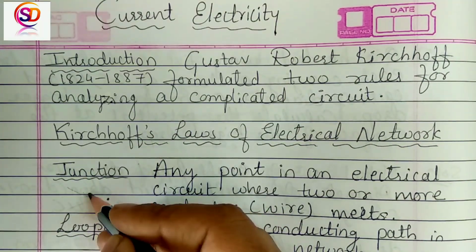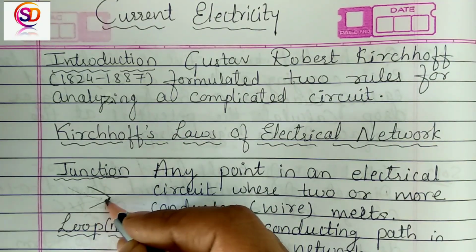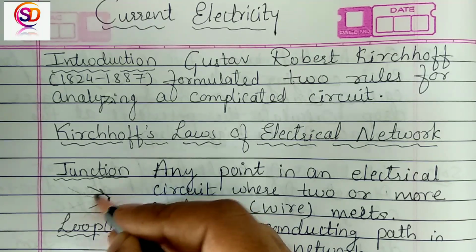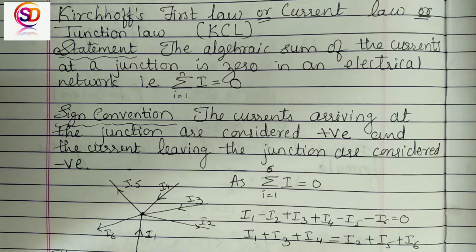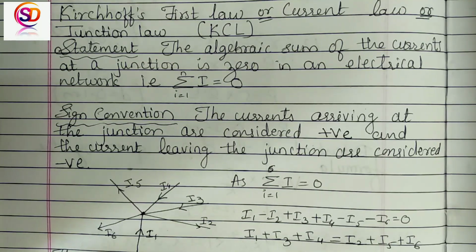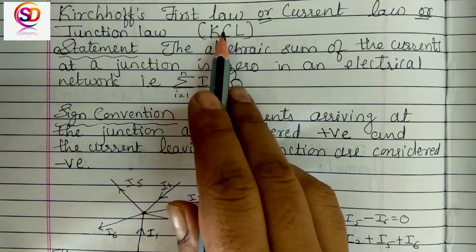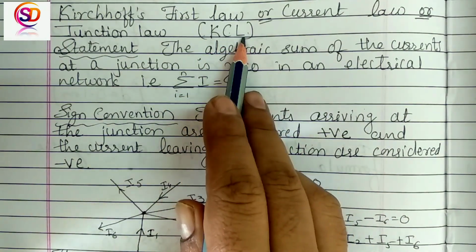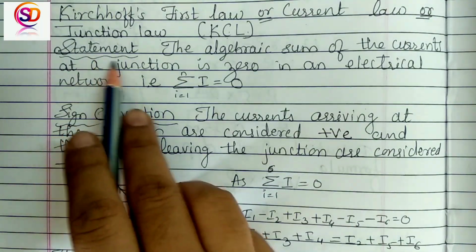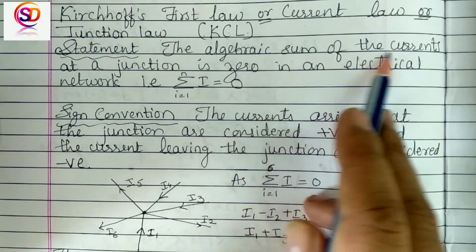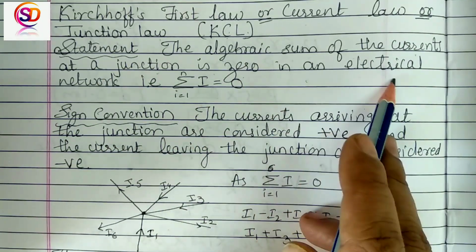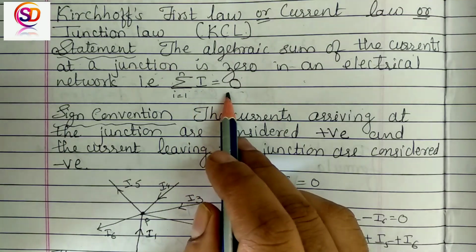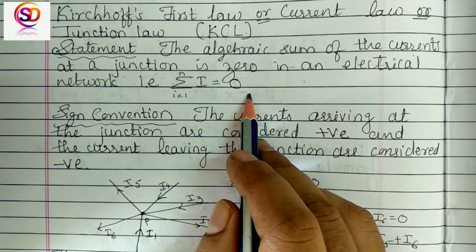If P is any point and two to three wires come and meet at this point, then P is called a junction. Kirchhoff's first law can also be called the current law or junction law. In short form, it is Kirchhoff's current law, KCL. What does it state? Kirchhoff's first law states that the algebraic sum of the currents at a junction is 0 in an electrical network. Summation I equals 0.